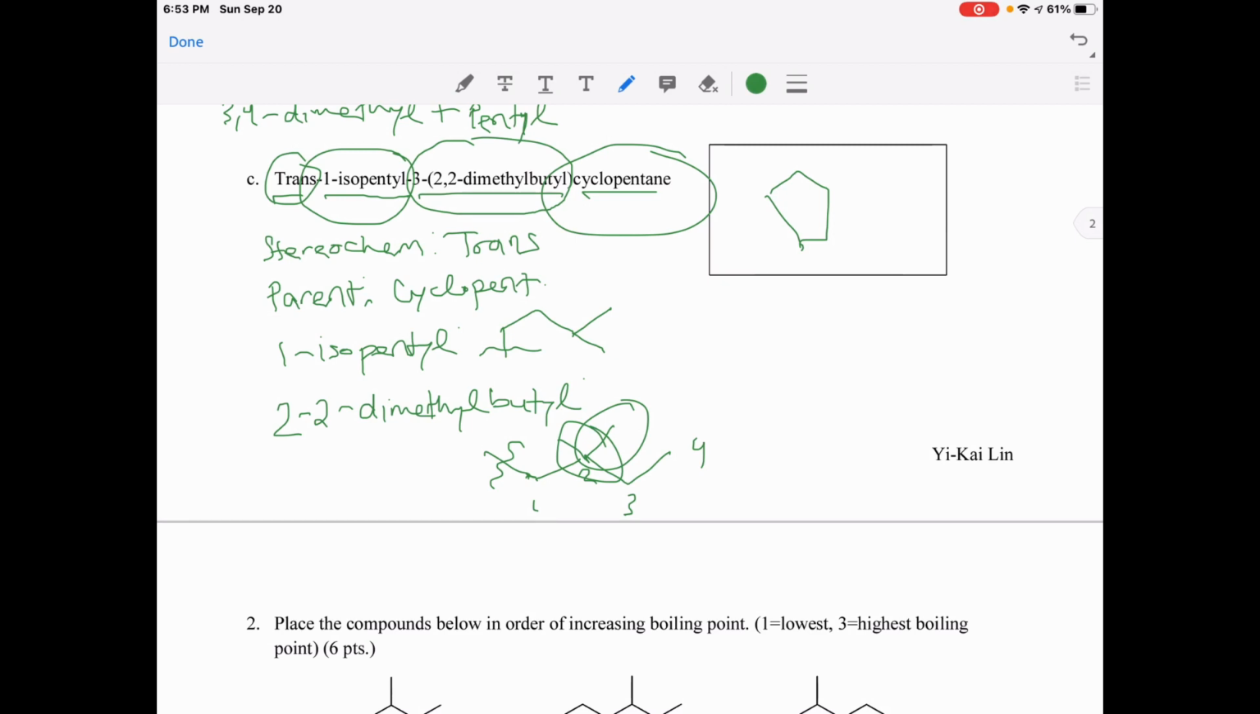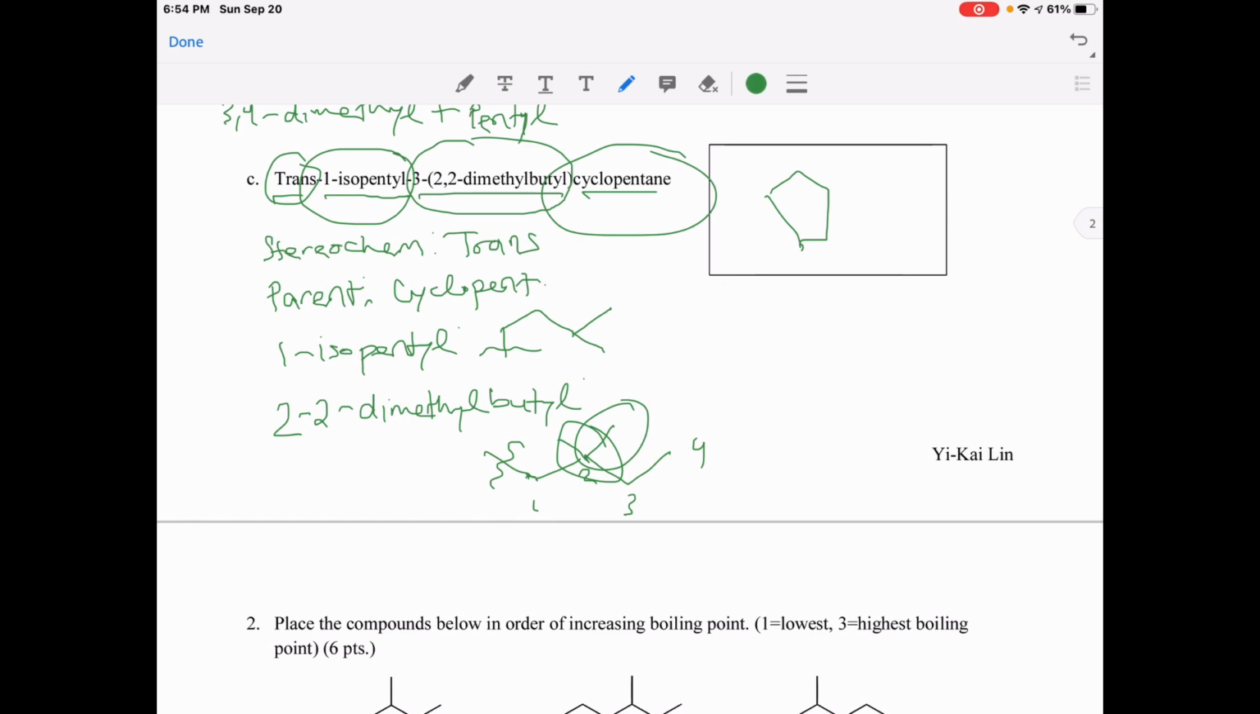And since they are trans to each other, one has to be going out of the page and one has to be going into the page. So here's where we use wedge and dash notation. The wedge will be for a substituent that's going out of the page, and the dash will be for a substituent that's going into the page. It is arbitrary, you can choose one, but the other one has to be the opposite.